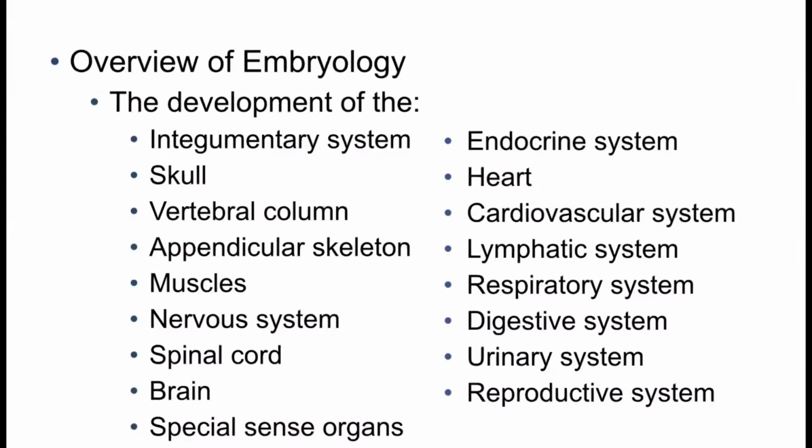So as we go through this chapter, we'll go through all the development, the embryology, of each of the different systems: the integumentary, which is our skin system, the skull, vertebral column, appendicular skeleton, muscles, nervous system, spinal cord, brain, special sense organs we talked about, endocrine, heart, cardiovascular, lymphatic, respiratory, digestive, urinary, and reproductive system. Those are all systems we covered already, and we just review how they develop embryologically.